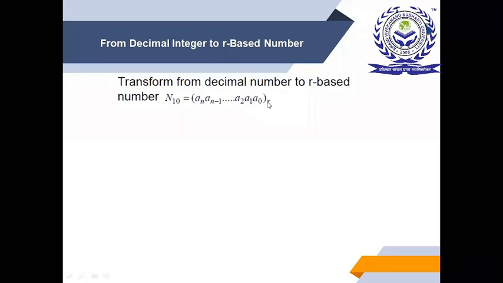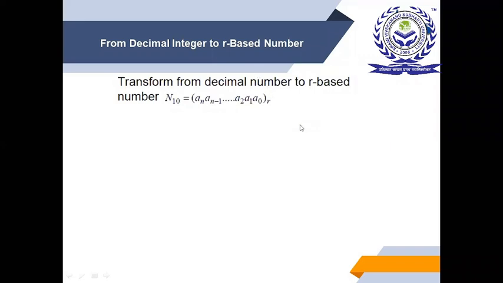Base R may be 2 for binary, 8 for octal, or 16 for hexadecimal. The algorithm I am going to discuss is in a generalized form. You may find that it is a tough algorithm, but when we solve some examples, it will be very easy.